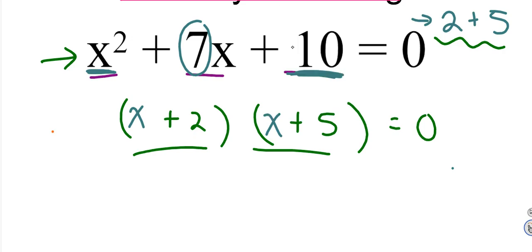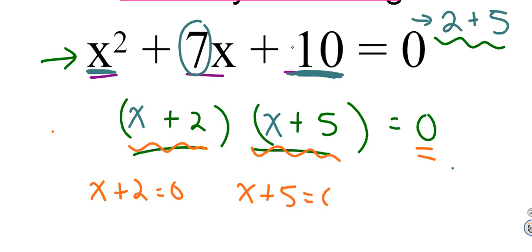Now we have something times something equals 0. And so think about it. If you have 2 numbers that you know, if you multiply them together, they equal 0, well, you know either one or the other has to equal 0. And that's what we do. We say, well, either x plus 2 equals 0, or it could be x plus 5 equals 0, or both of them, right?